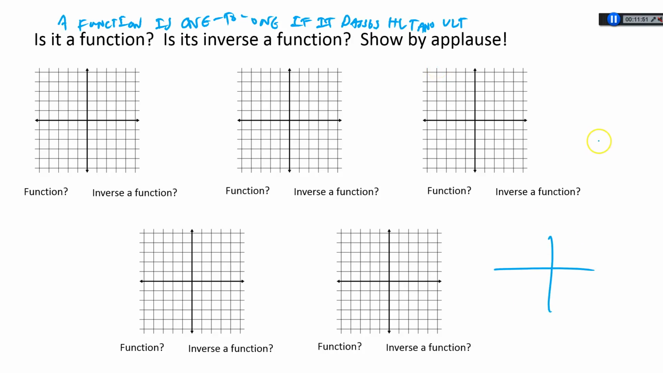Let's graph something that's one-to-one, maybe a line. For every y value that I choose, there's only one x value. That's not true for something like a parabola, right? Because if I choose a y value, there are two different x values it could have. And that's why the inverse isn't a function. A one-to-one function has to have exactly one y value for every x value and vice versa.